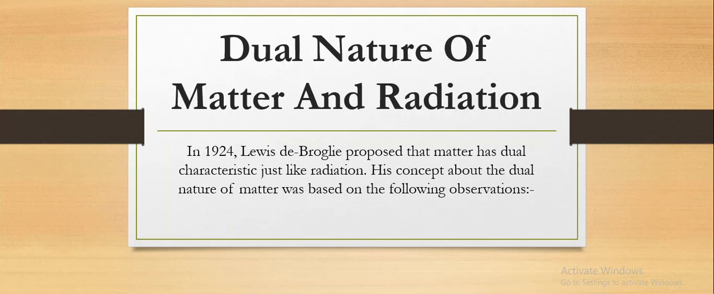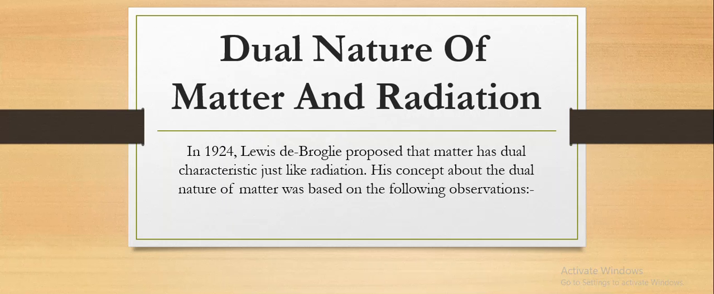Dual nature of matter and radiation. Light behaves both as a wave and particle. A particle is confined at a place. On the other hand, a wave is spread in space. The nature of light depends on the nature of our observation.